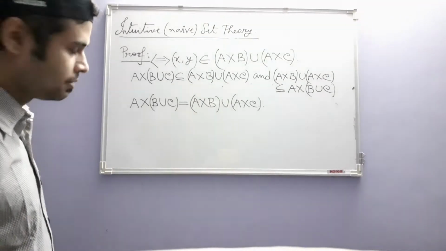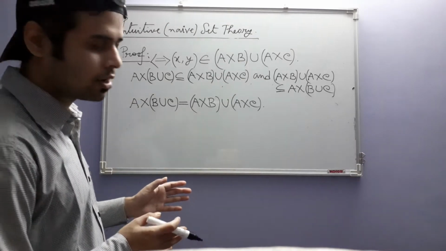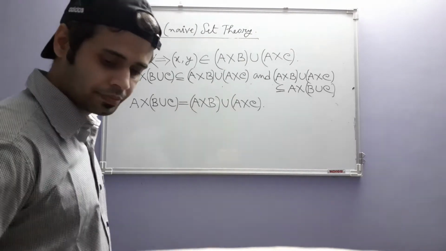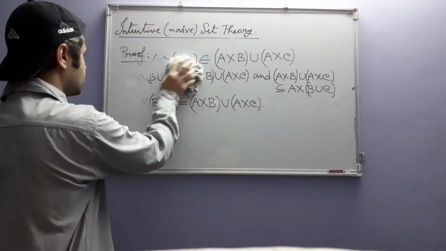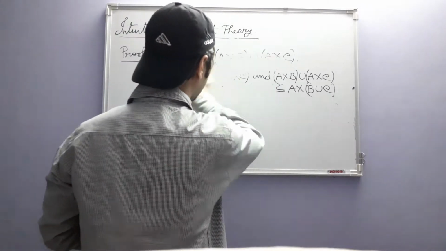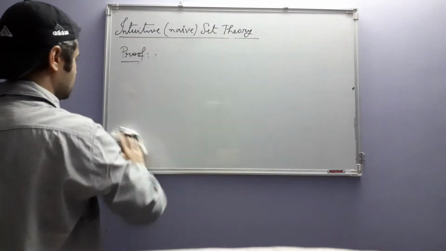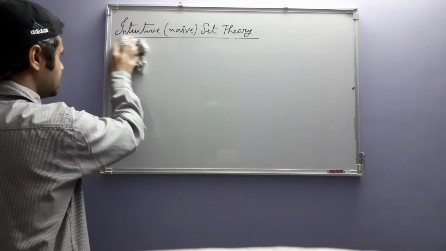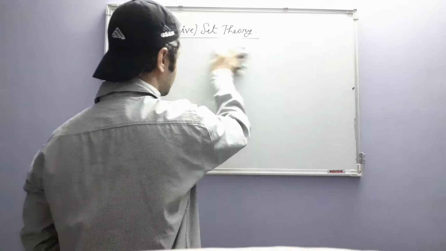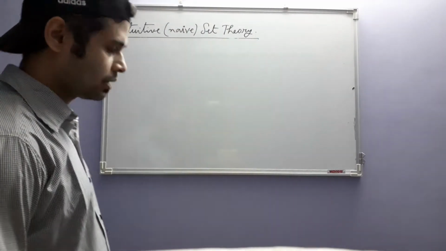Now, so this is one of the distributive laws. The other one can also be proved similarly. Cartesian product doesn't have many general properties, but these are some of the properties, which are also not some major result, just some properties.